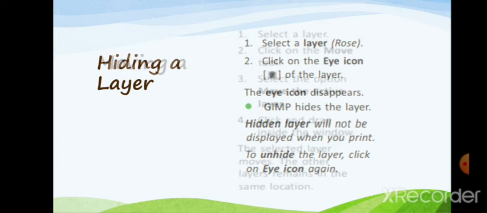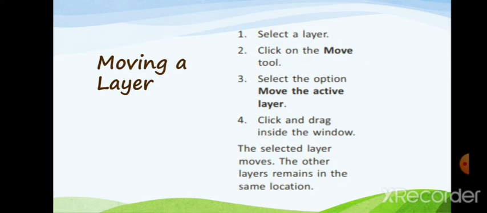Now next is moving a layer. First moving a layer, then we will move to duplicating. For moving the layer, you just have to select the layer, and then use the move tool, and choose the move the active layer option from there, and drag it inside the window wherever you want to place it. It will move your layer to the new place.